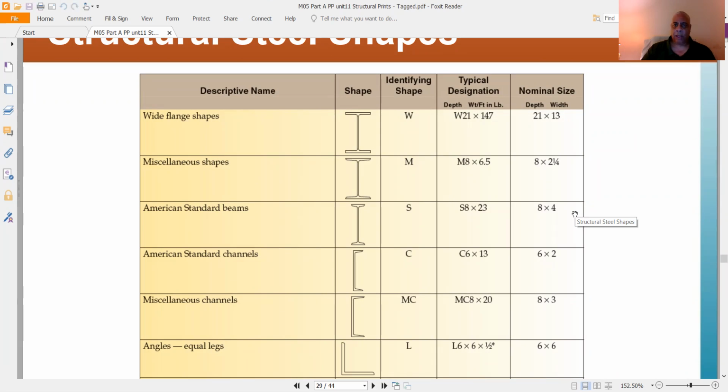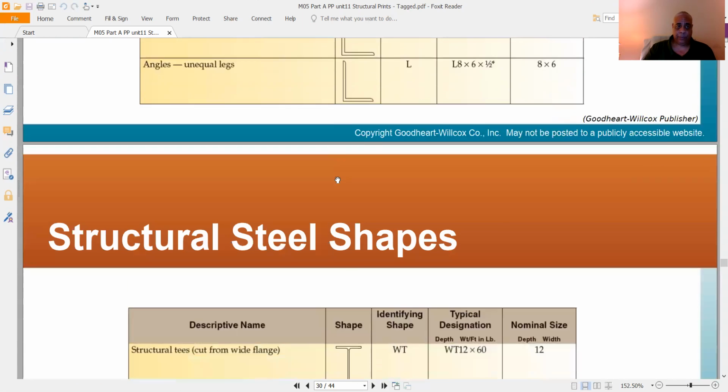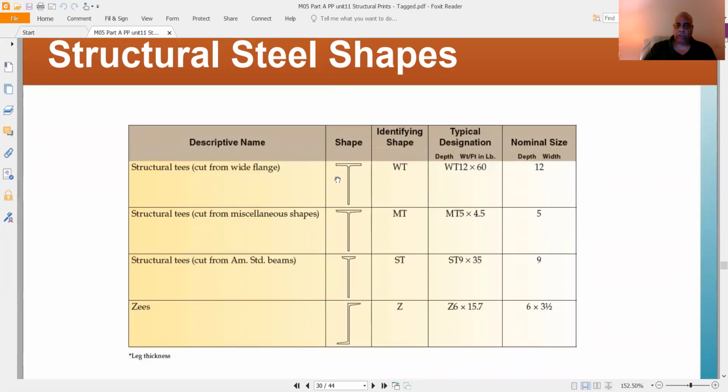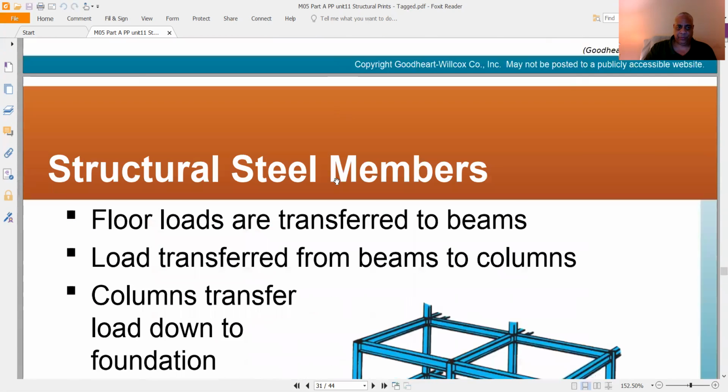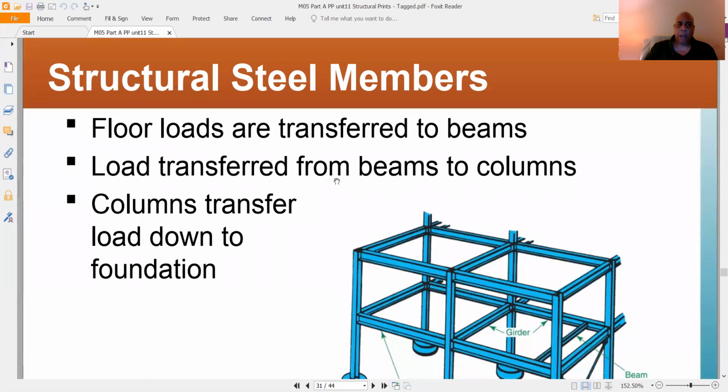And they have typical designations, like your W21. What that is, it's a W beam, and it's your depth 21 by your poundage 147. And your nominal size is 21 by 13. And your W is your W beam. Again, more structural steel shapes. And you have your structural steel members.